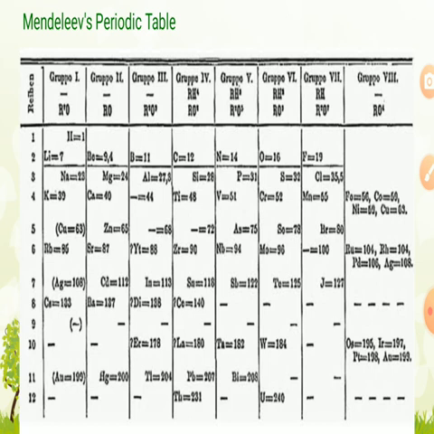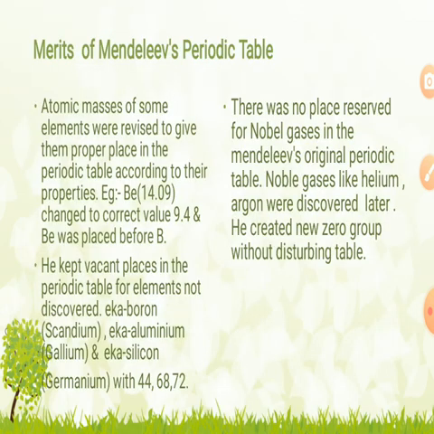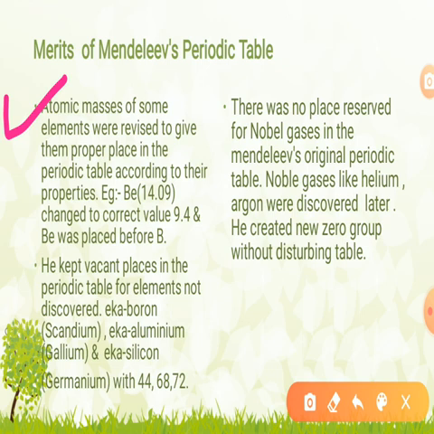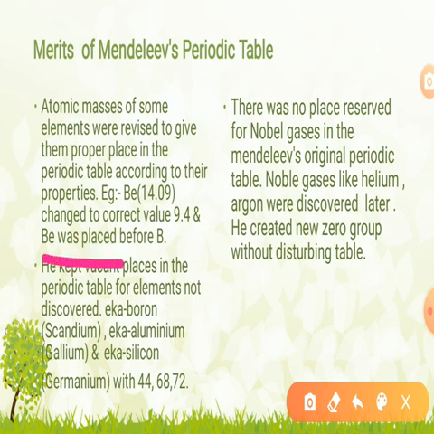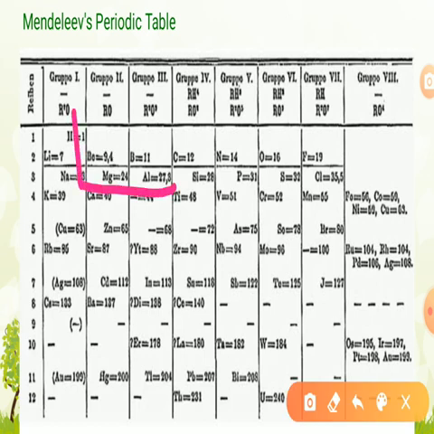This is Mendeleev's periodic table. Now let's see what the merits of Mendeleev's periodic table are. The first merit is that the atomic masses of the elements were revised so as to give them the proper place in the periodic table in accordance with their properties. Example here, beryllium, which was 14.09, was changed to the correct value, which is 9.4, and so beryllium was placed before boron. You can see in the periodic table, beryllium is placed before boron.